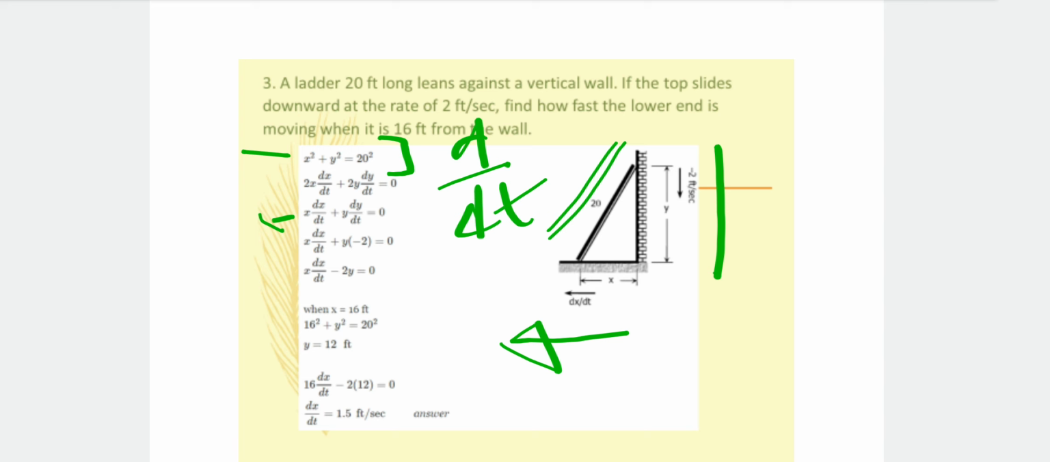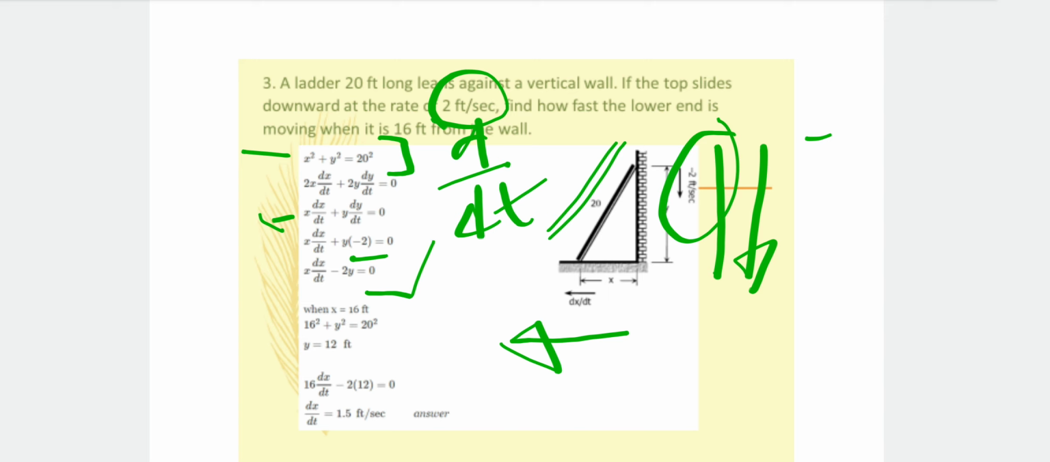Now we have a given: the ladder is sliding downward at the rate of 2 feet per second. But remember, the given is just 2 feet per second. Since it is going down, always remember to put a negative sign. Whenever it is downward, it is negative, so it becomes negative 2. If you forget the negative, you will be wrong. So whenever sliding down, put negative. Substitute that and you will have this key equation.